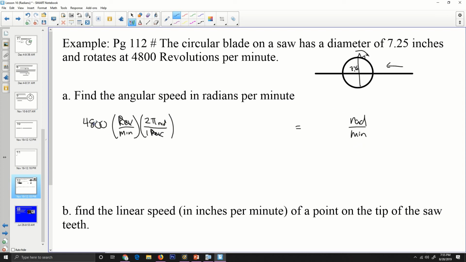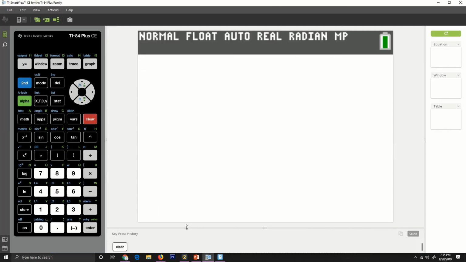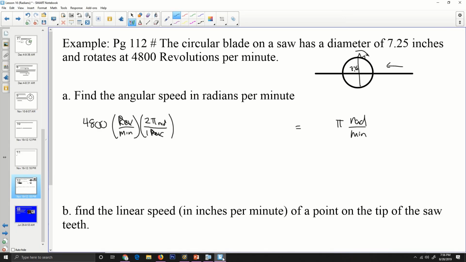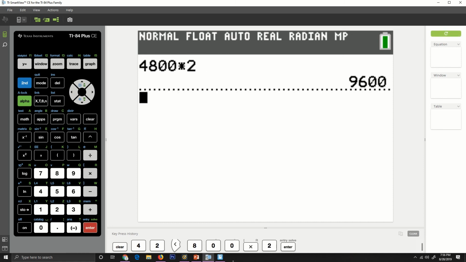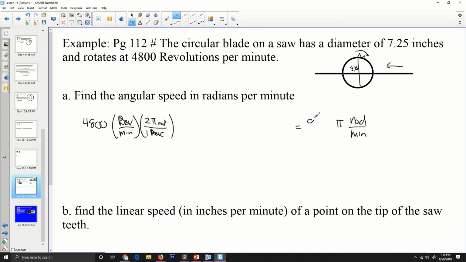When you do something like this, you multiply across the top and divide across the bottom. So all I have to do is 4,800 times 2 pi. I'll leave it in terms of pi because that makes it easier. 4,800 times 2 is 9,600. So this becomes 9,600 pi radians per minute.